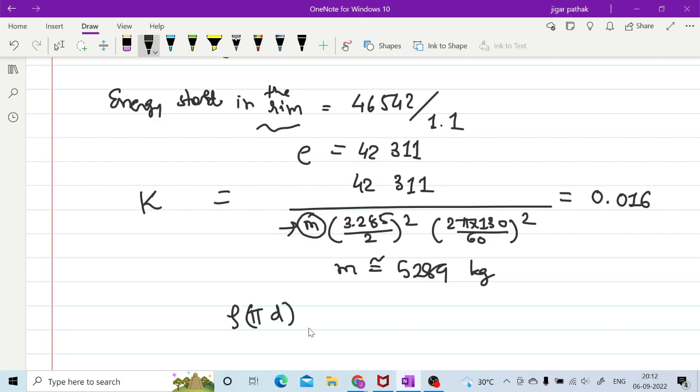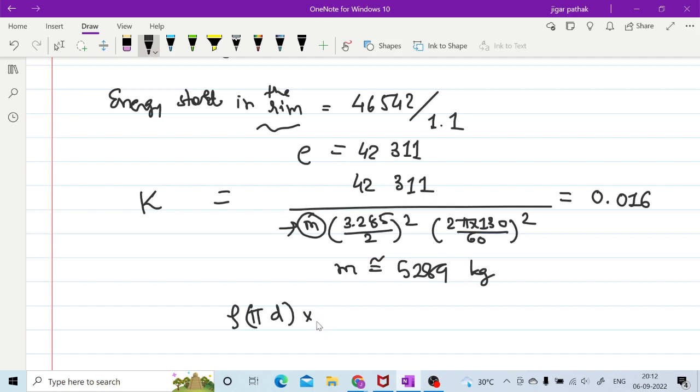Okay, sir. And sir, another question: in the flywheel, you write circumferential stress sigma into 2t into l. So l is what? l is that length. Okay, sir, length.